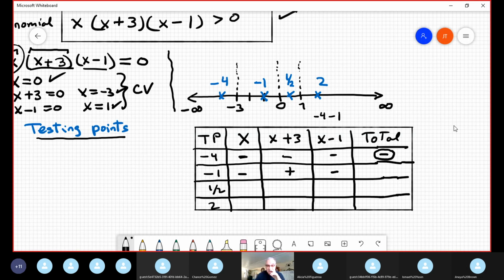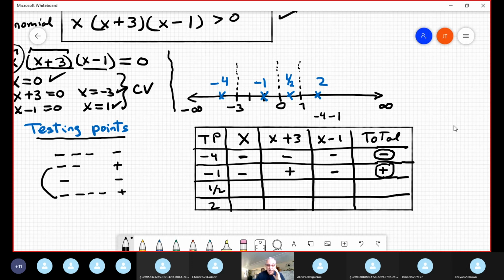To analyze the total sign, look, if you have 3 negatives, it's obviously negative. If you have 2 negatives, I don't care about the positive, it's positive. If you have 1 negative, it's obviously negative. If you have 4 negatives, it's positive. So an even number of negatives gives me positive. So this is positive. Circle, positive circle.